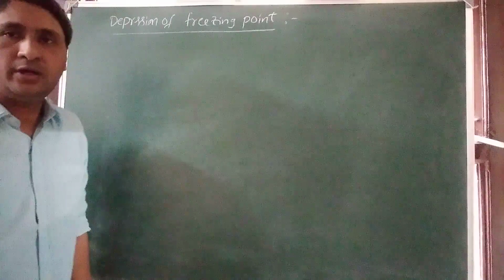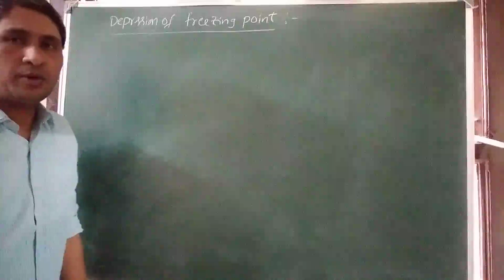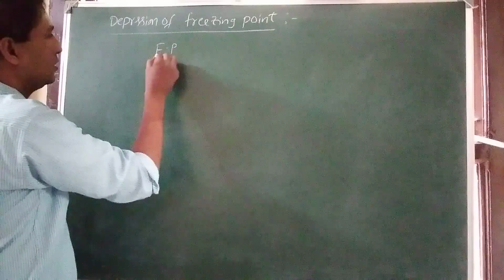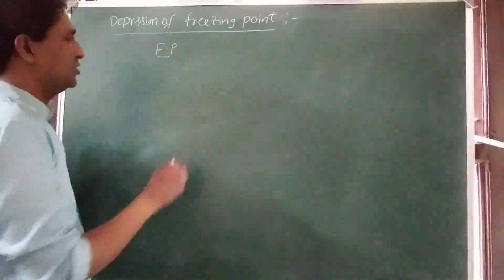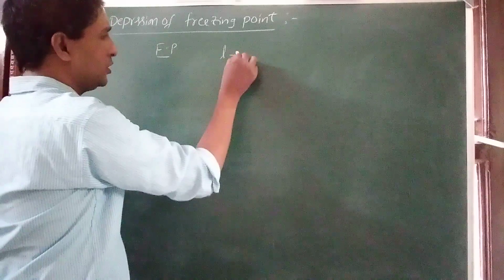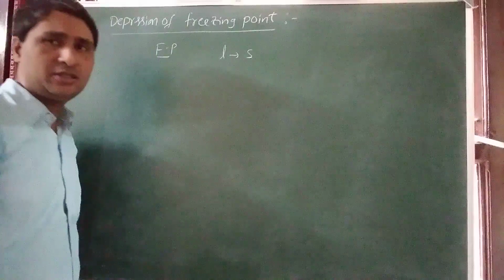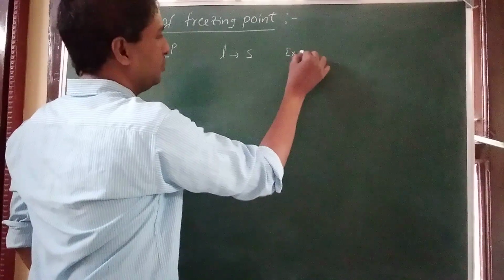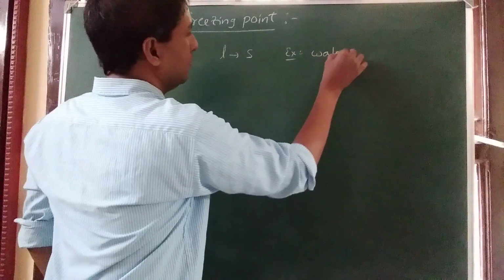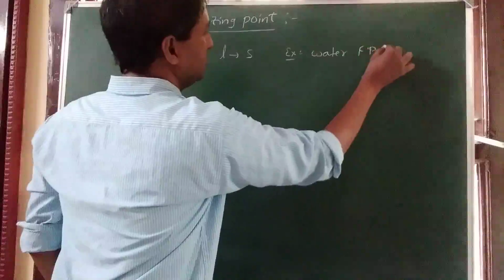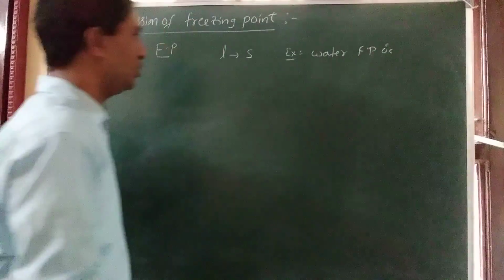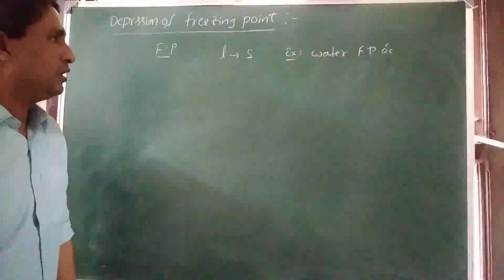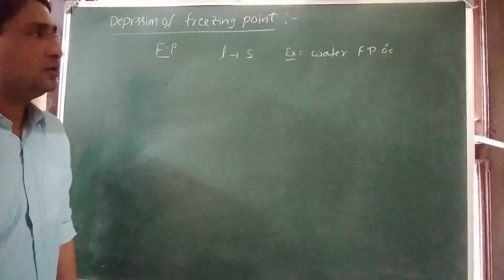Depression of freezing point. It is also a colligative property. First, what is freezing point? The temperature at which liquid converts to solid is known as freezing point. For example, water: its freezing point is 0 degrees centigrade. At 0 degrees centigrade, water converts to ice, liquid converts to solid.